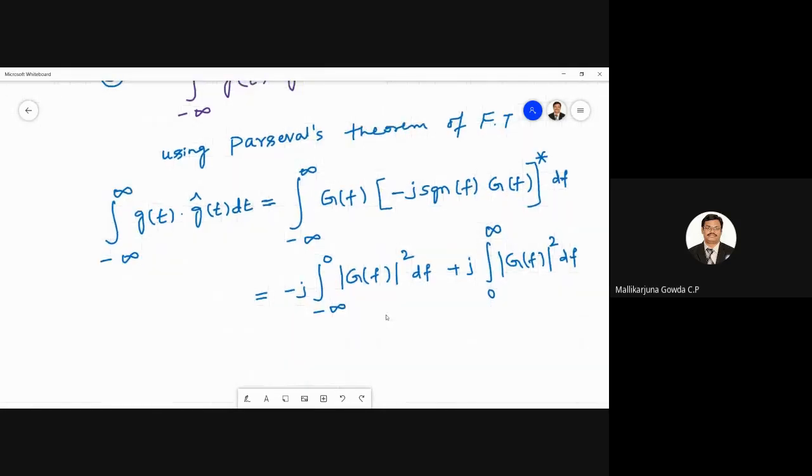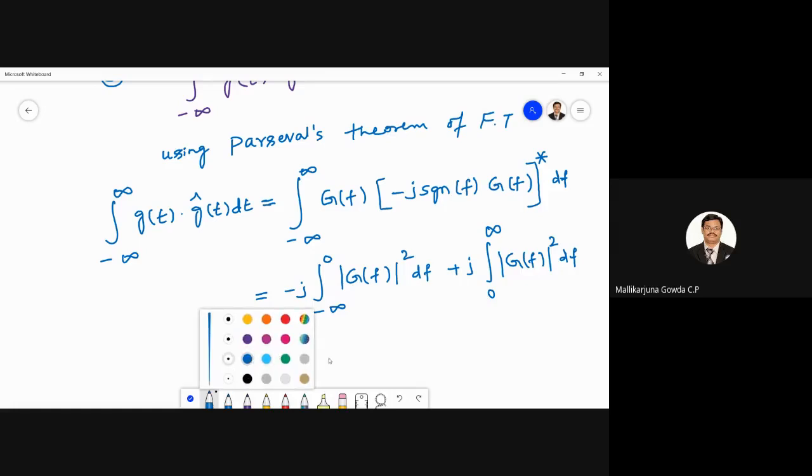Means how do I say their product will be equal to 0 over the entire time interval? Means it is 0, right? Can I write is equal to 0? Now, I think you should be able to say this with respect to the orthogonality of the signal g of t and its Hilbert transform g hat of t. Okay, so this is for the third property.